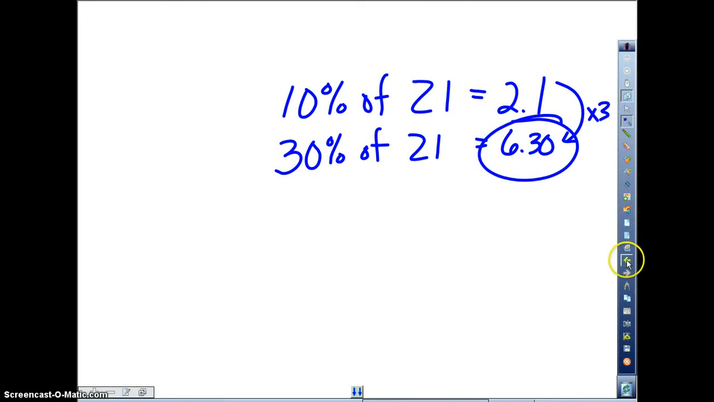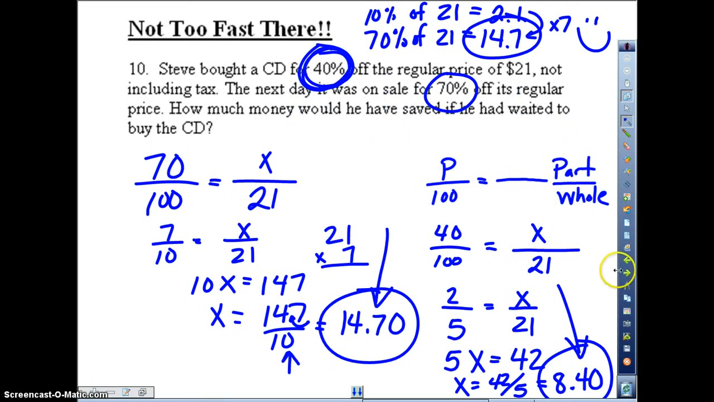Oh yeah. Now we have the answer to number 10. Woo! Good job. Yes, now you can go to the potty.